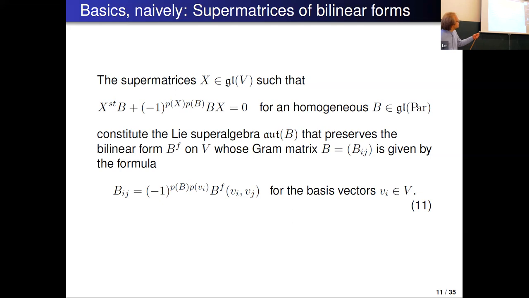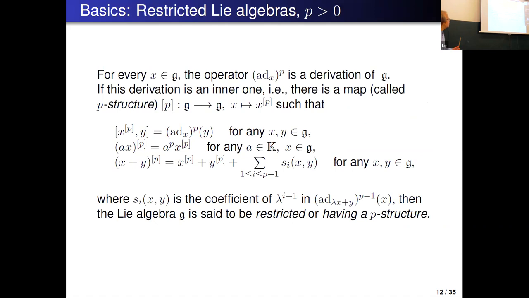Okay. So we now know how to work with superlinear algebra. We know what bilinear forms are. We know what the Lie algebra that preserves a bilinear form is. At least we have a condition for elements of some Lie algebra to preserve a bilinear form. Perfect. Now I will speak about restricted Lie algebras.